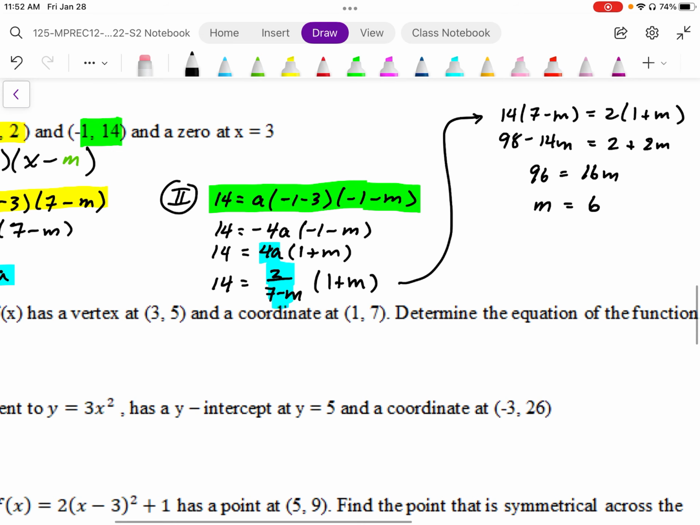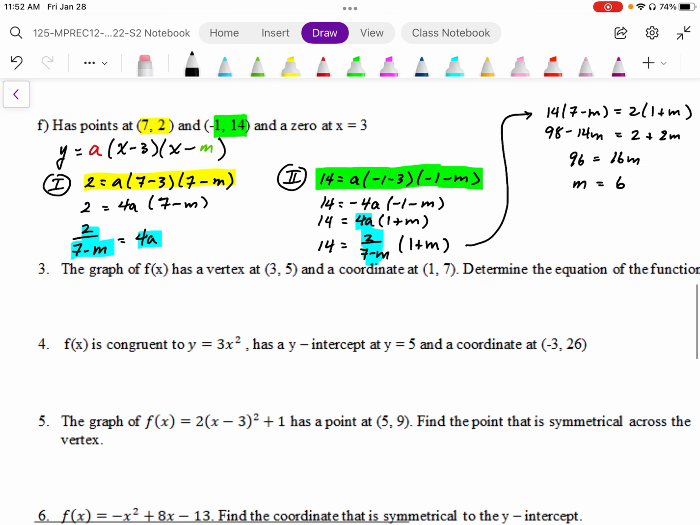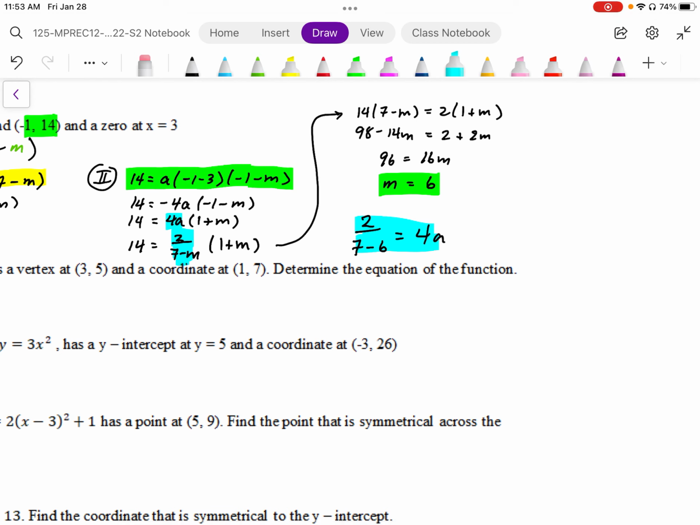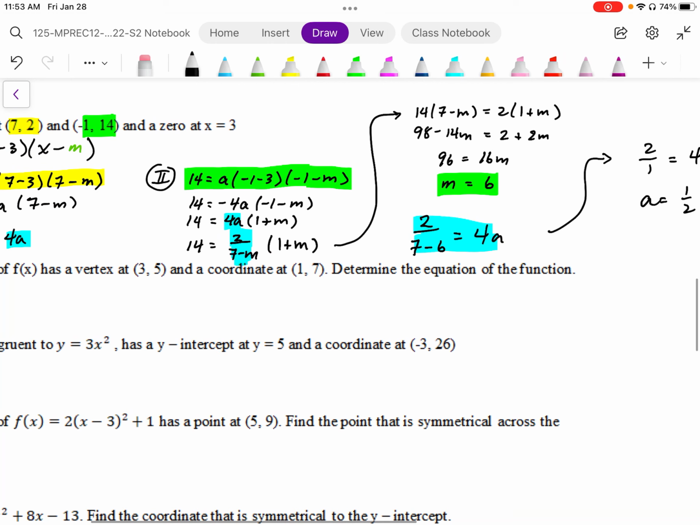And then using one of these equations, I can solve for a. So first of all, I'm just going to highlight what m is. That's my m value. Okay, and then solving for a, I'm going to plug it into equation 1. So I'm going to have 7 minus 6 equals 4a. That's from the blue equation over to the left, and then solve for a in this case. I end up with 2 over 1 equals 4a. So I end up with a is equal to 2 divided by 4, which is 1/2. So there is my a value.